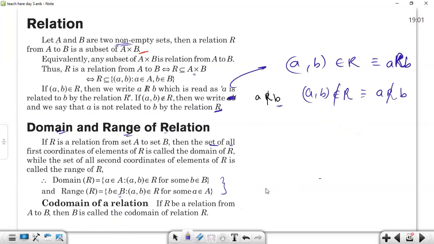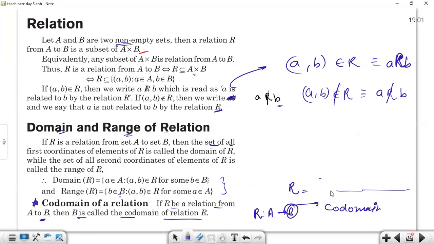Okay. Now let's discuss the codomain. If R is a relation from A to B, then B is called the codomain of the relation. It does not depend on whether the relation has something or not. It's just that if the relation is from A to B, then B is the codomain. Simple.